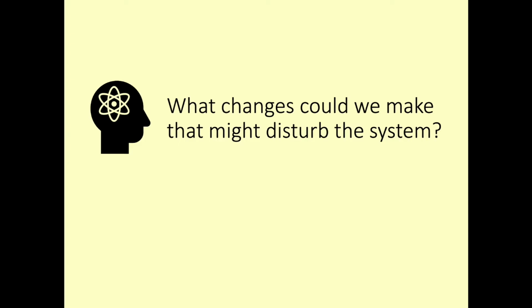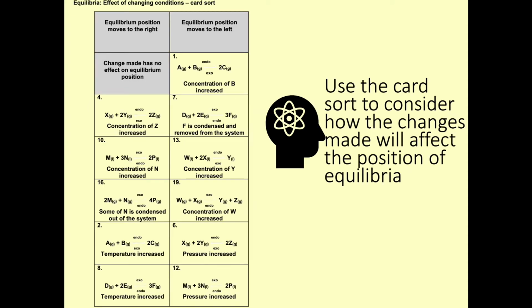So I want us to consider now what changes could we make to the system which could disturb the system. So what conditions of our reactions could we change that our equilibrium would then want to shift to oppose? So your next activity is to use the card sort that's attached on the Padlet and consider how each of the changes that are stated underneath the reaction will affect the position of the equilibrium.